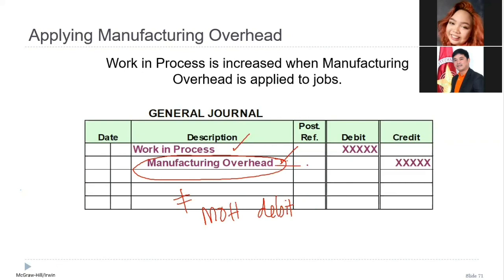Ang credit na manufacturing overhead natin, pag naka-credit, yan po yung applied. Pag naka-debit, ito po yung mga actual na overhead natin. Okay? Ayan. So, diretso tayo.